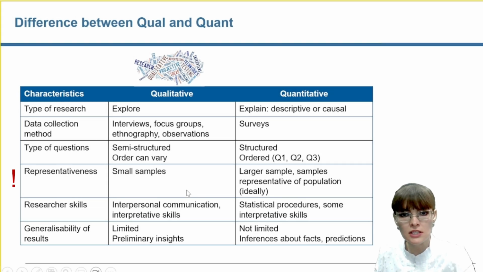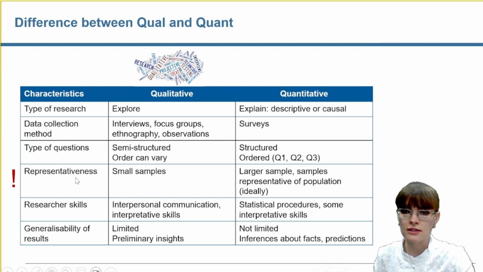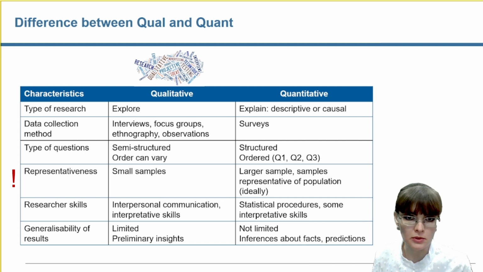The next difference between qualitative and quantitative research is actually in the sample sizes that we are dealing with. And usually that is linked to the representativeness of our samples towards the overall population.